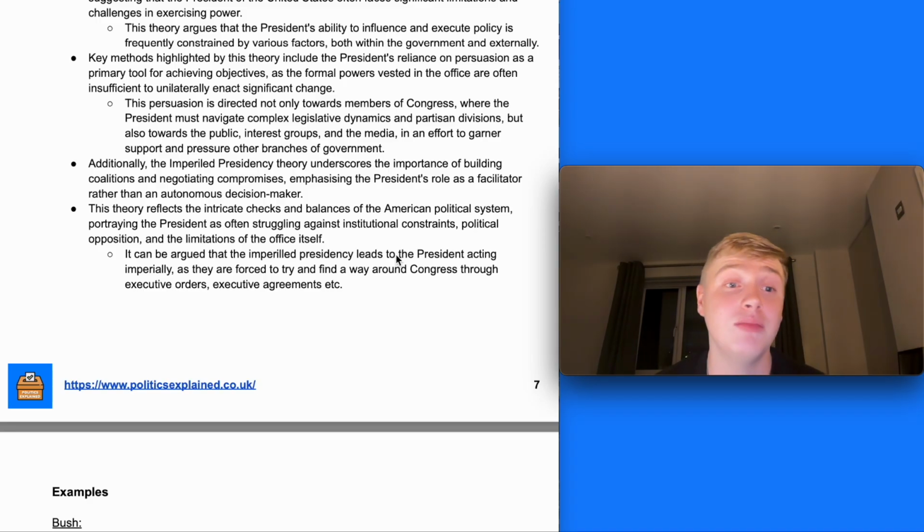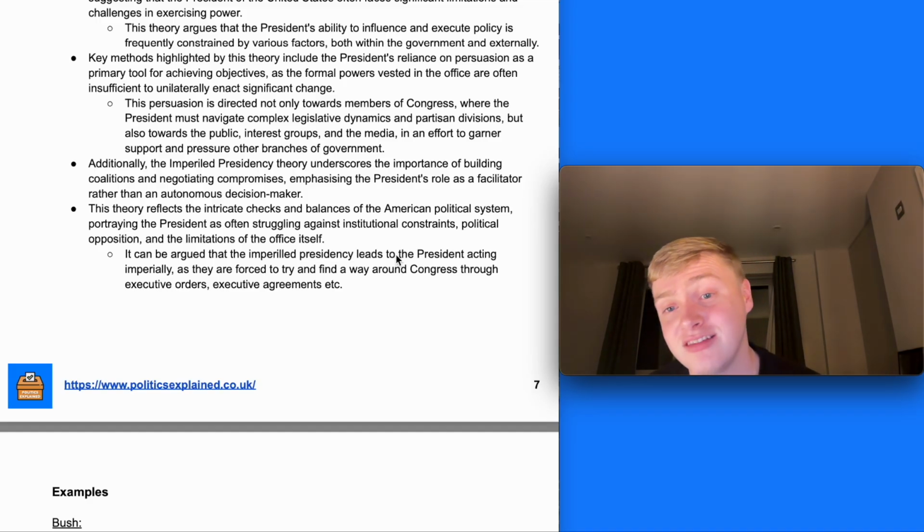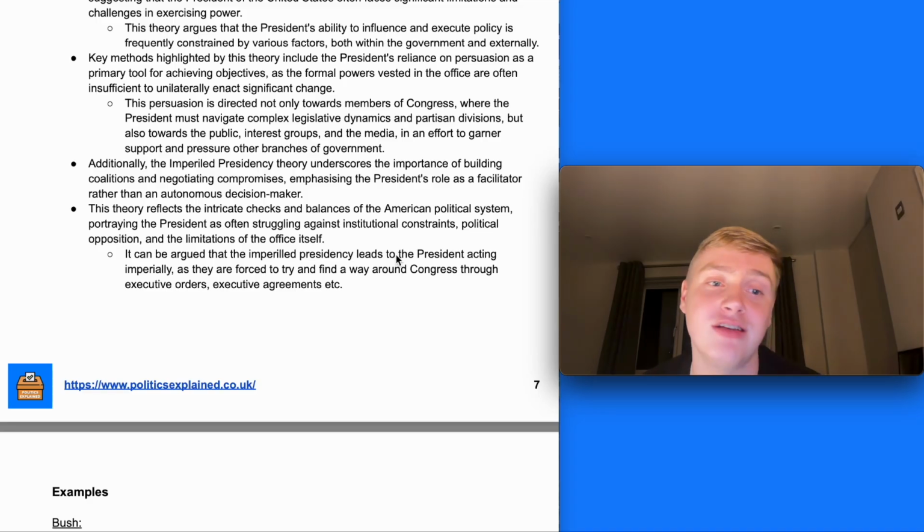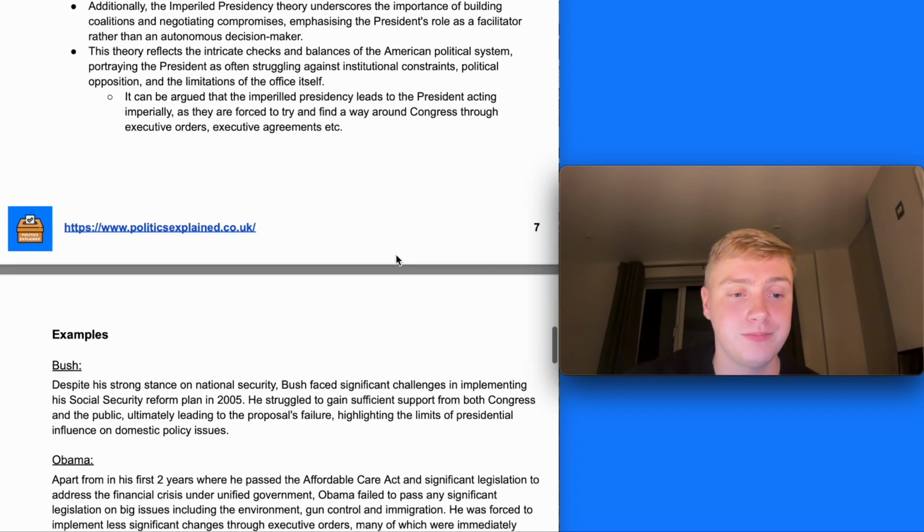It can be argued, however, that this actually leads the president to act imperially. This isn't a key part of the theory, but it could be argued they're actually linked. Because of the key limitations of the formal powers of the office, the president is forced to try and find a way around Congress in order to get anything done, through executive orders, executive agreements, etc.